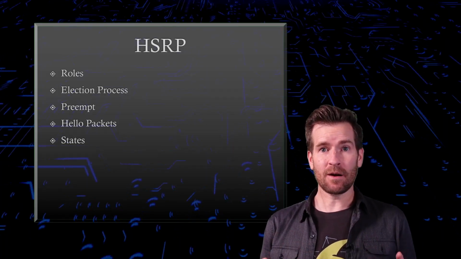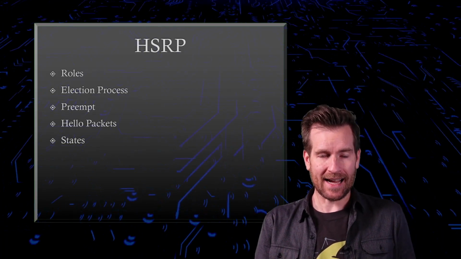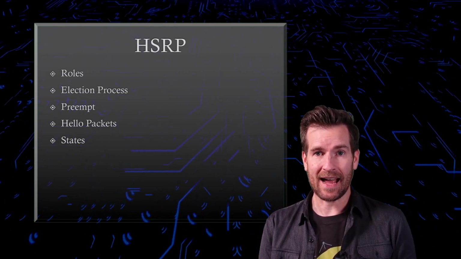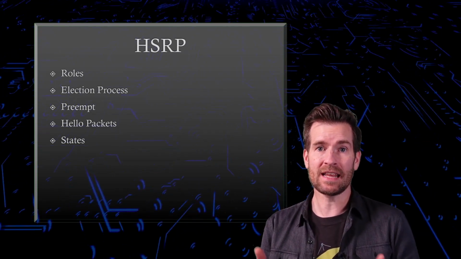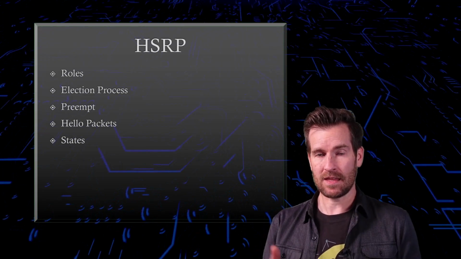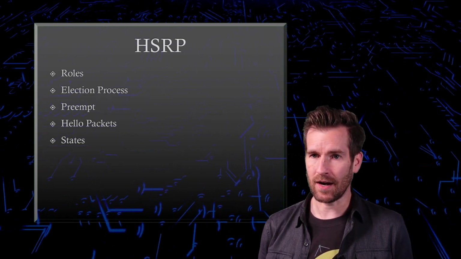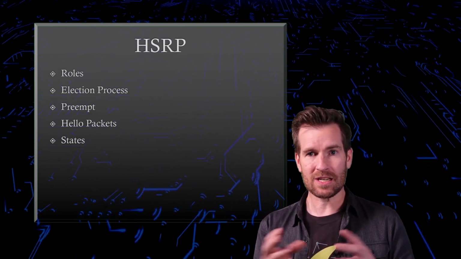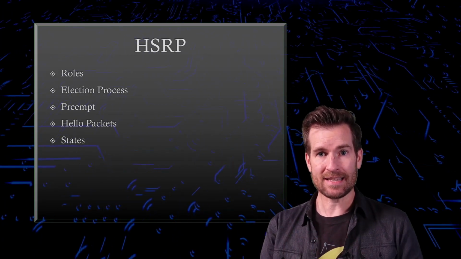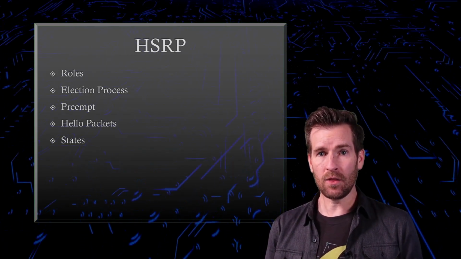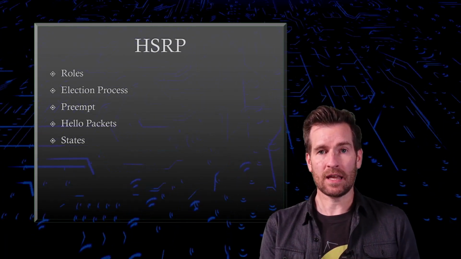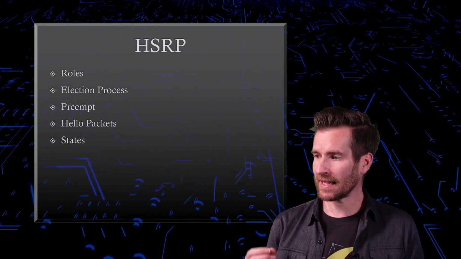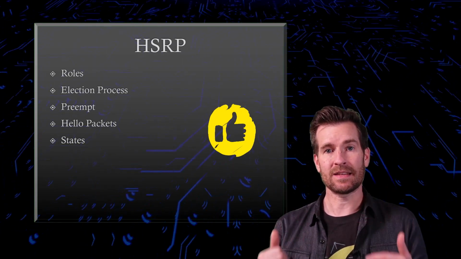There you have it, HSRP. So we talked about the different roles, active and standby, about how it is elected as to which one's going to become the active, and it's based off of higher priority and then higher IP address. If the priority is the same, then it uses the IP address. We talked about preempt, and without preempt, you're not going to actively be switching back and forth. Whatever is active is going to stay active unless it goes down. Otherwise, if we use the preempt, then we can actively switch to the higher priority. We also talked about the hello packets, and then we finished off with talking about the different states.